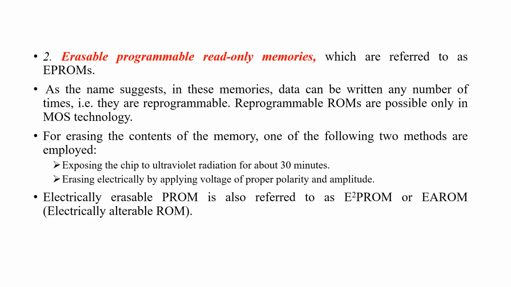For erasing the contents of the memory, one of the following two methods is employed. First one is exposing the chip to ultraviolet radiation for about half an hour. The second method is erasing electrically by applying voltage of proper polarity and amplitude. Electrically erasable PROM is also referred to as E2PROM or EA-ROM, electrically alterable read-only memory.